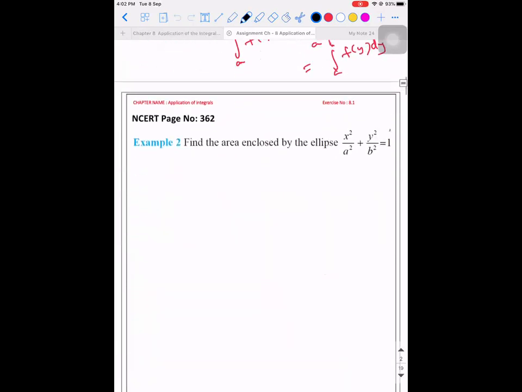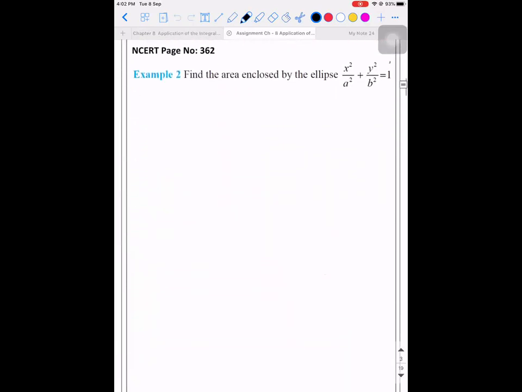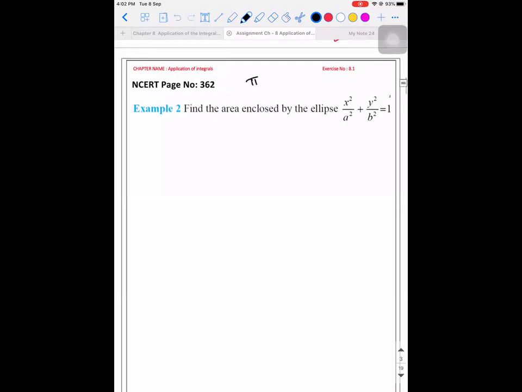Okay. Find the area enclosed by the ellipse x square by a square plus y square by b square is equal to 1. Any idea about what is the area of an ellipse? What is the area of an ellipse? It is pi a into b, where a represents the semi-major axis and b represents the semi-minor axis, depending on which is greater than the other.